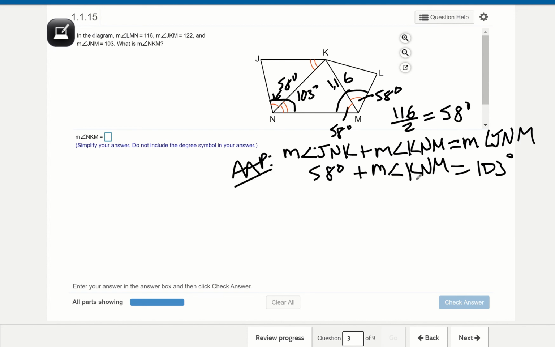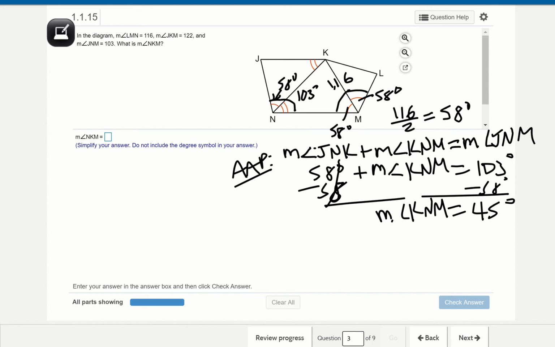So now we just have to subtract 58, and that will give us the other angle. So 103 minus 58 is going to give us that angle. The measure of angle KNM is, let's see, subtract that, you should get 45 degrees. So now we know that this little angle here is 45 degrees. All right, and so that means that this little angle here is also 45 degrees.